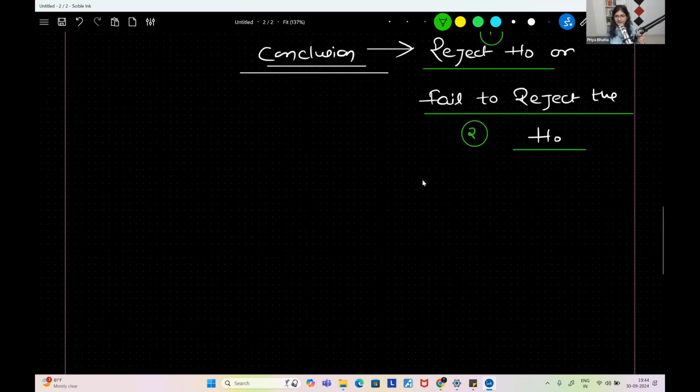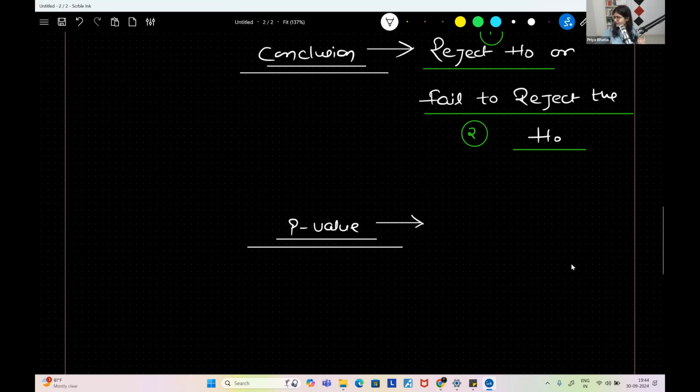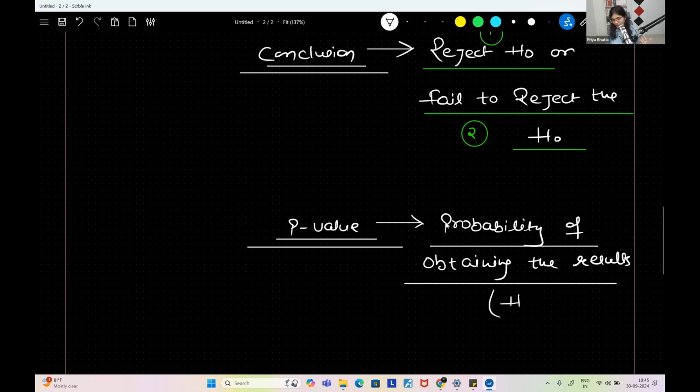There is something called the p-value, which we will work upon in this inferential testing. The p-value is something which provides us the probability related to the null hypothesis. So P is the probability of obtaining the sample data results, whatever you are working with, and this is in favor of the null hypothesis.